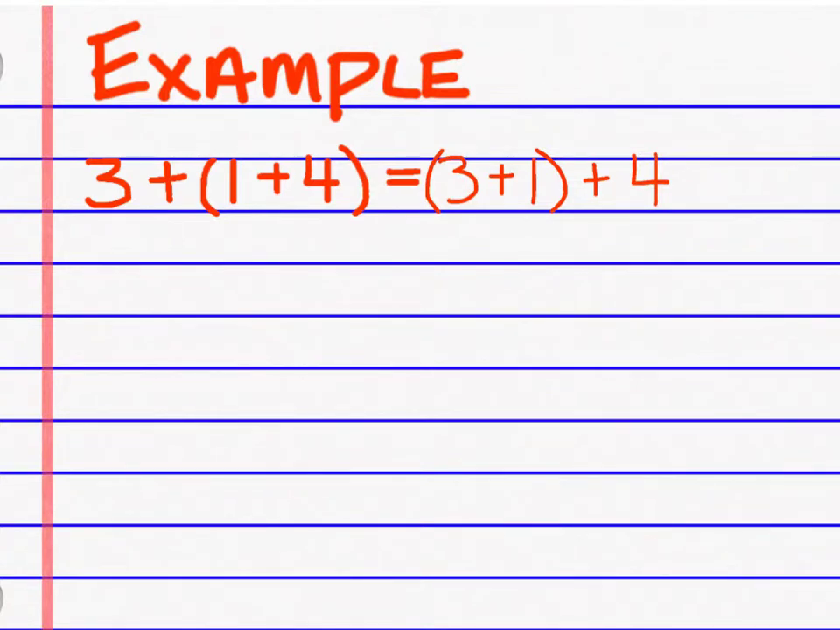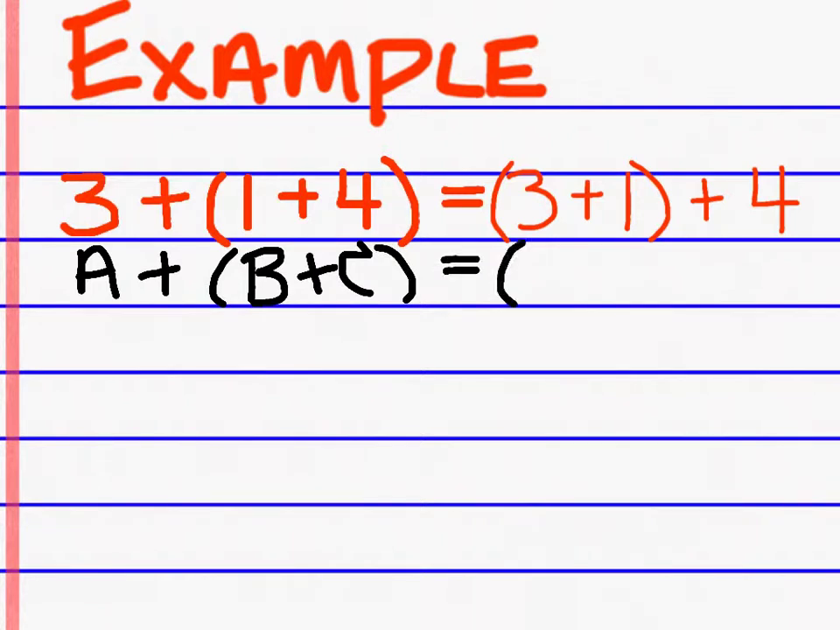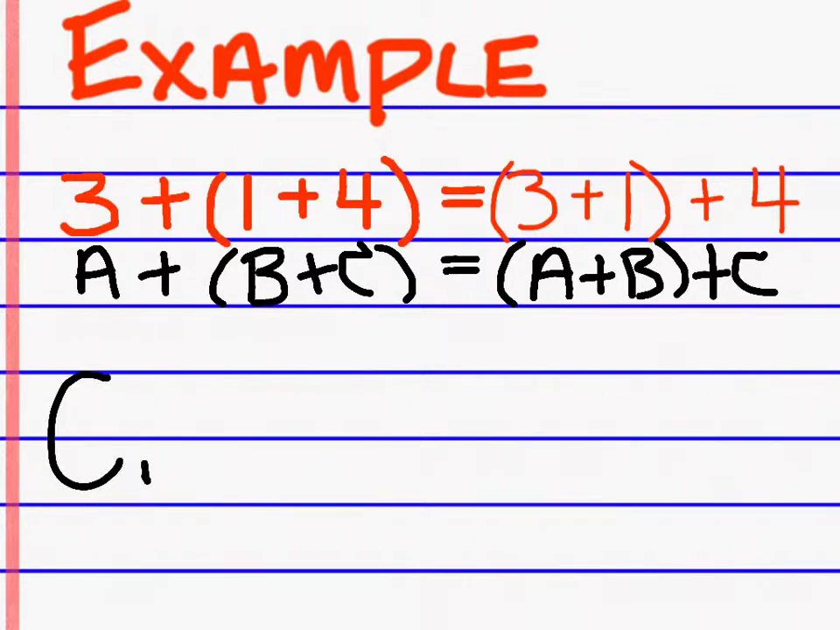Okay, so for this example, we're going to change it to a variable again. We got 3 plus 1 plus 4 is equal to 3 plus 1 plus 4. So that's A plus B plus C is equal to A plus B plus C. And this is the associative property of addition, so that's going to be letter C on your paper. So this is just saying that whenever we group the numbers, it doesn't matter how you group them, it'll also give you the same answer if they're in the same order.